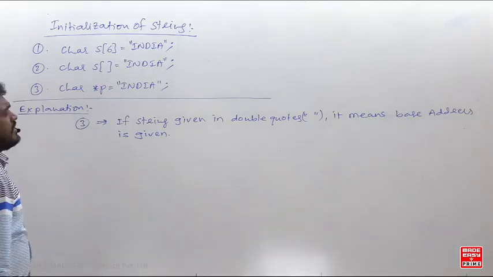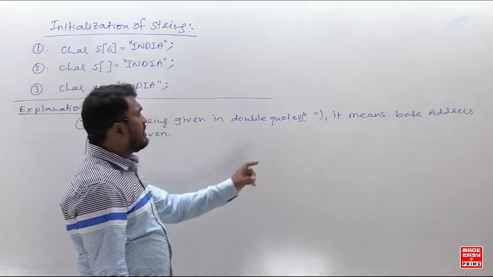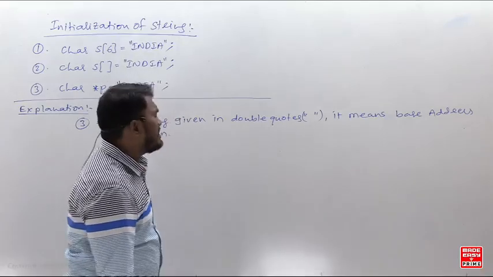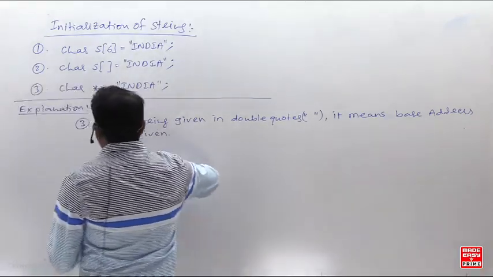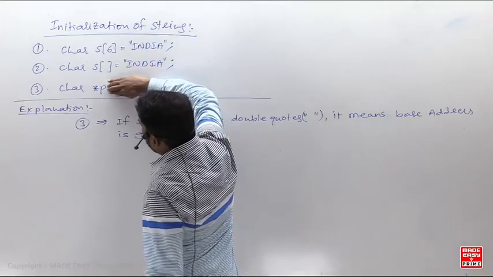If the string is given in double quotes, what is given? Base address is given. Now, char *p = "India". Understand here. Now tell me, what do you read this?